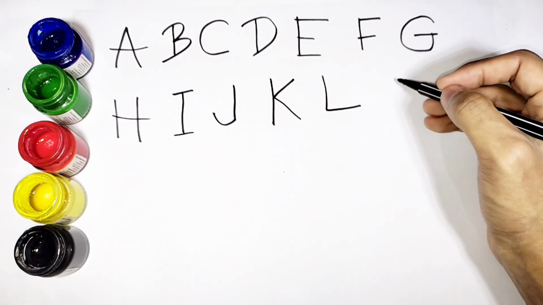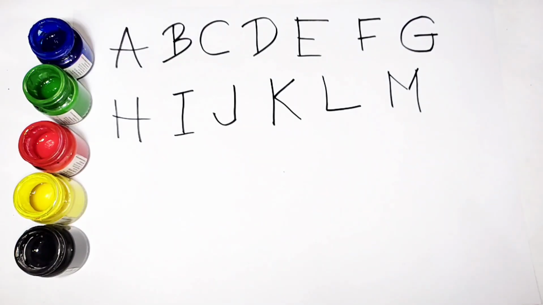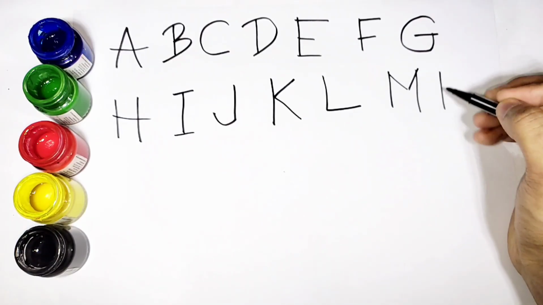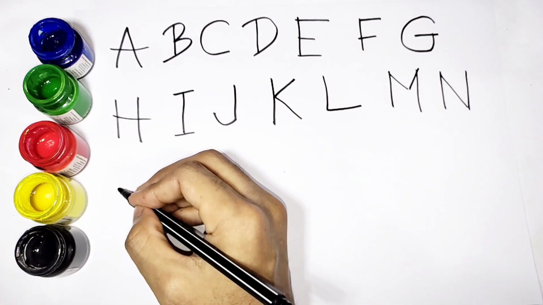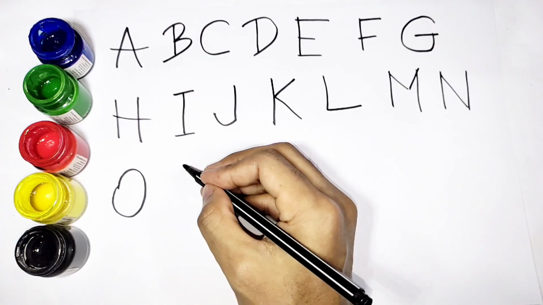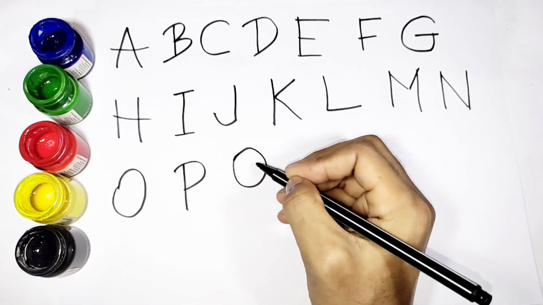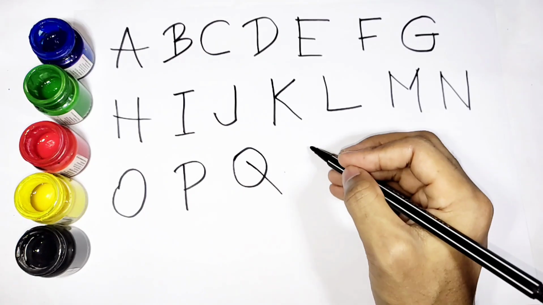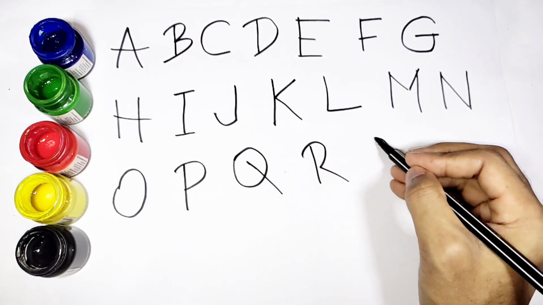And the next one is M. M for moon, M for mango. And the next one is N. N for nose, N for nest. The next one is O. O for orange. P for parrot. The next one is Q. Q for queen. R for rose, R for rice.